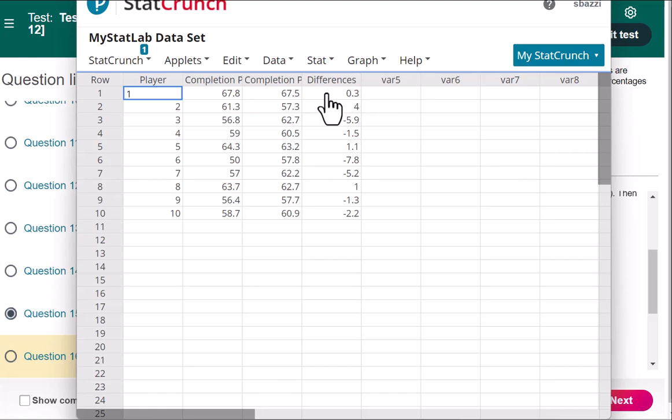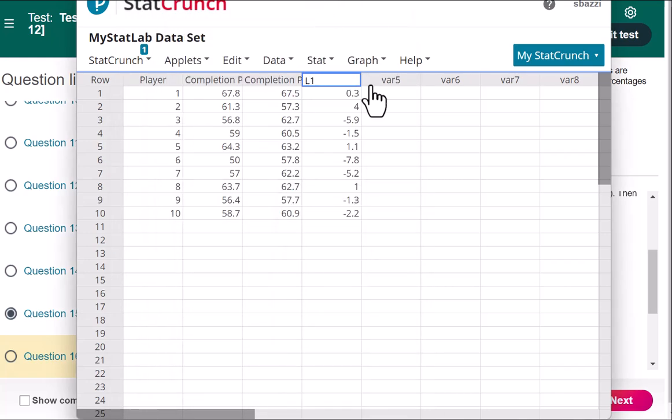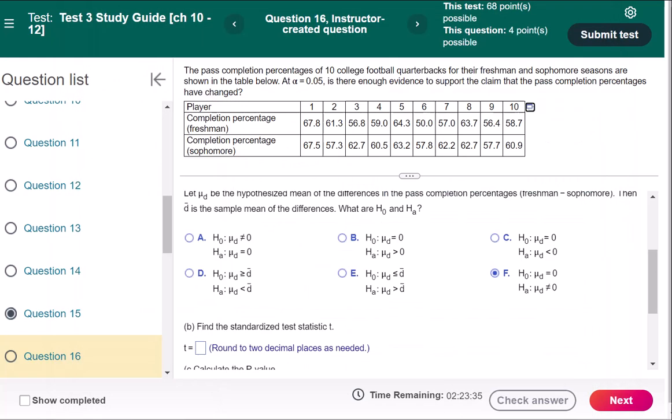You could also do this on the calculator, but you have to do the differences first, and then you take this one and put it in the calculator as L1, for example. And let me show you what you do in the calculator. So you go to stat, edit, you put the differences in L1, and then you go to stat, tests, t-test, and then data, and then you put 0 here because you're testing, and then L1, and then you do different from 0 here, and then you test it, you get the same results, exactly the same results.